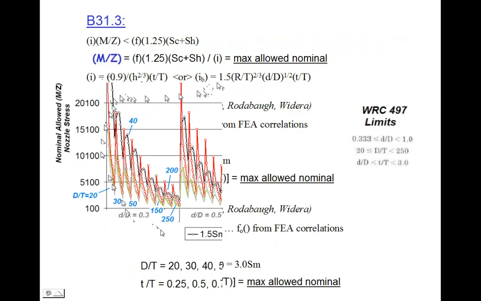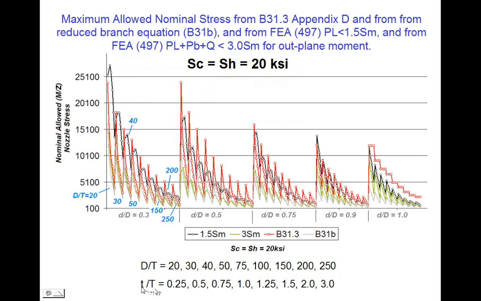What you see from this plot is, for a wide range of D over T's and a wide range of t over T's, where little t is the thickness of the branch pipe, big T is the thickness of the run pipe or vessel, and big D is the diameter of the vessel, we've plotted the nominal allowed nozzle stress, M over Z, for each of those four methods. Here's d over D of 0.3, d over D of 0.5, d over D of 0.75, d over D of 0.9, d over D of 1. It is interesting to watch how the four track with each other.